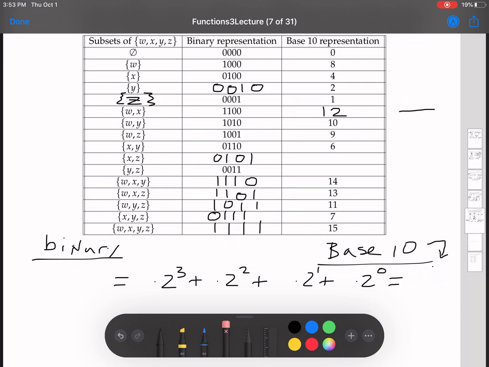All right, now let's move down to this one. You've got 0, 1, 0, 1. That's 4 plus 1 is 5. So 5 there. And then 0, 0, 1, 1. That's 2 plus 1 is 3.